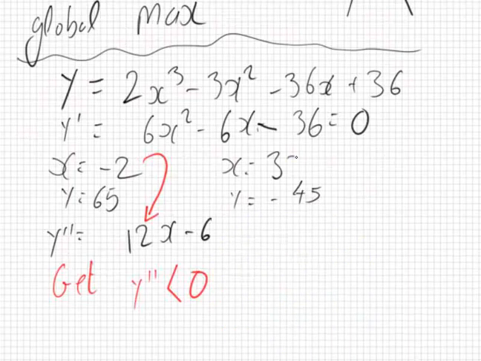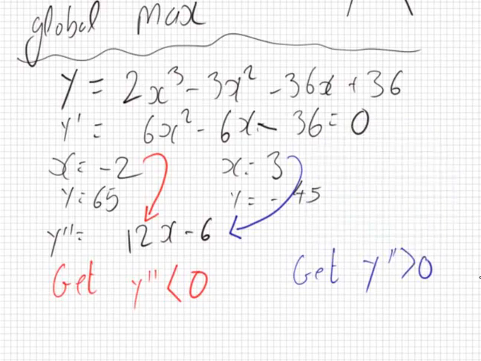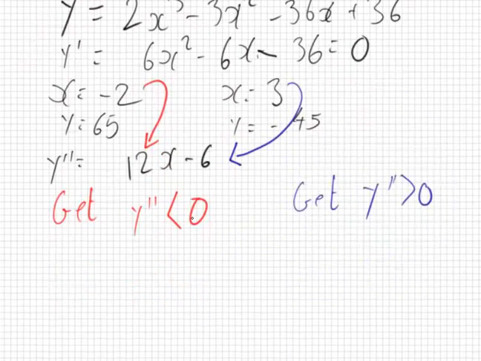Okay, so then if I put in 3, I get 36 minus 6, which is 30. So for the second one, positive. Now, negative, what shape is that? Concave or convex? Convex. And then positive? Concave. Isn't that right?